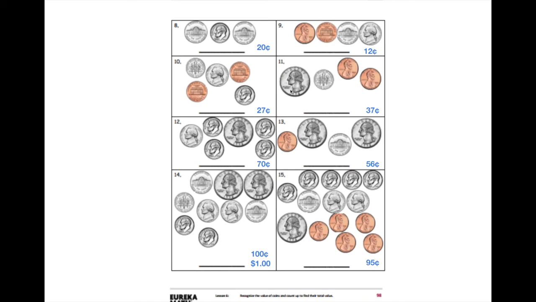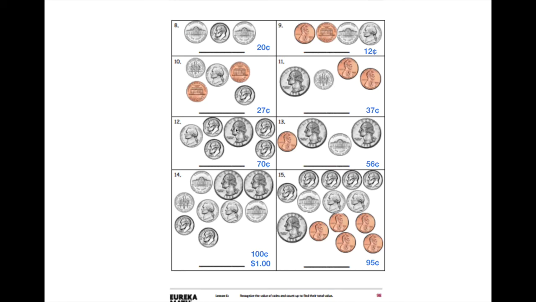Then for 11, I have a quarter now. That's going to be my largest value coin. So I have 25 cents plus 10 cents is going to be 35 cents. And then counting on, I get 36, 37. So that's 37 cents.